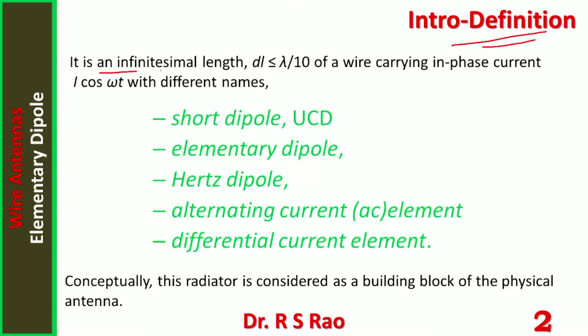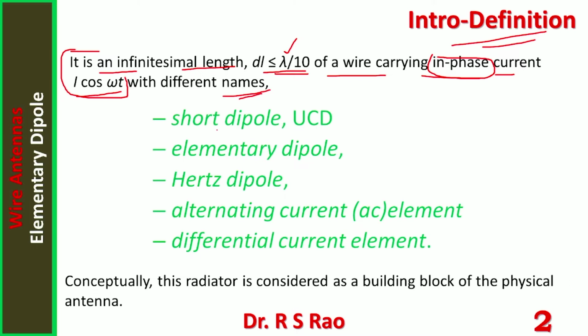It is an infinitesimal length dl, less than or equal to lambda by 10, of a wire carrying in-phase current I cos omega t. This is the definition. It carries in-phase current. Length should be small, smaller than lambda by 10, where lambda is wavelength. These two are critical points one should keep in mind while giving a definition of an elementary dipole.